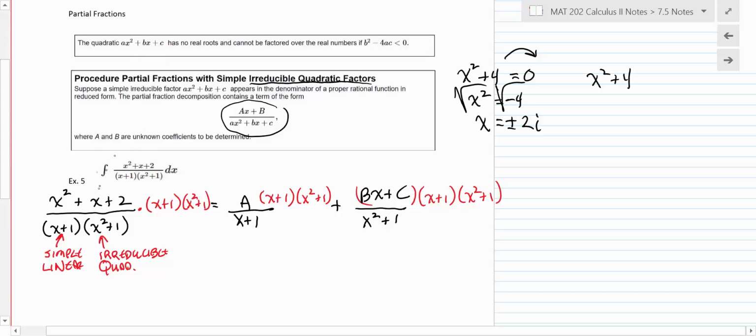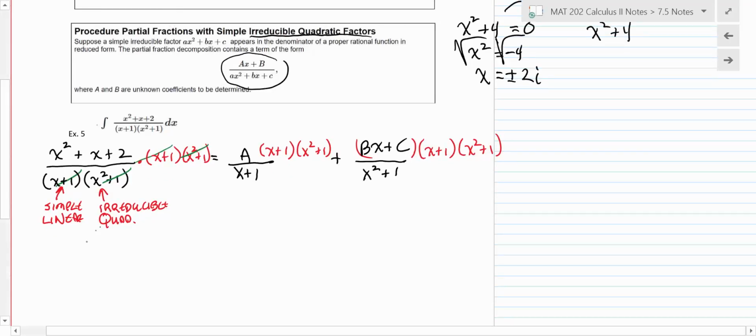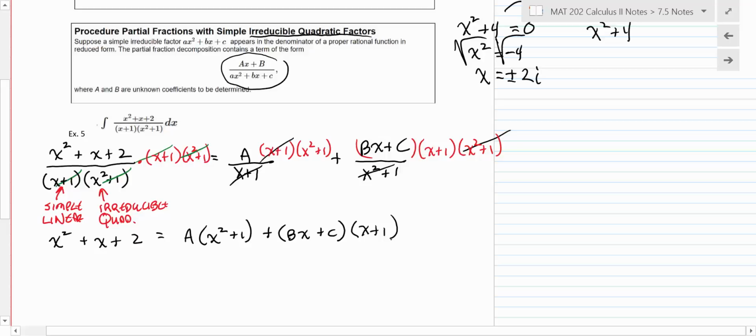So I'm going to write down what I have now. Everything, of course, cancels there. So I'm just going to write down x squared plus x plus 2. Don't factor that; you want it multiplied out like that. Go to the next one. That crosses out, so that's going to leave me with a times x squared plus 1. Over here, those cancel. So that will leave me with bx plus c times x plus 1. And then I'm going to multiply all this out. There's a couple of things you could do on this. I'm going to set up a system of equations on this.